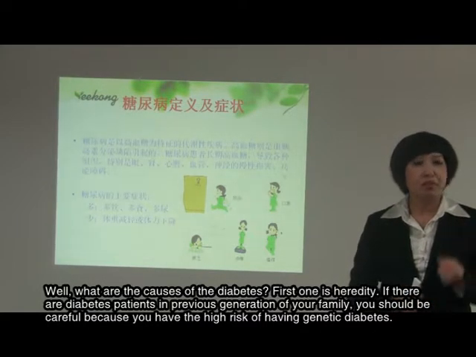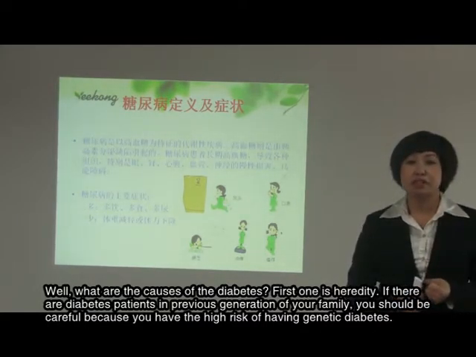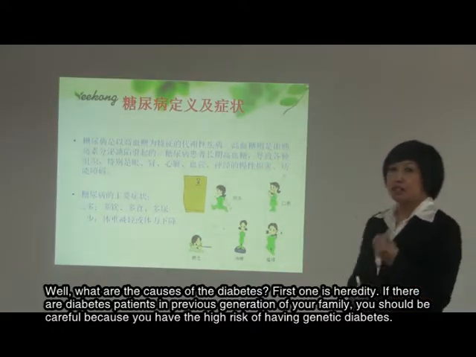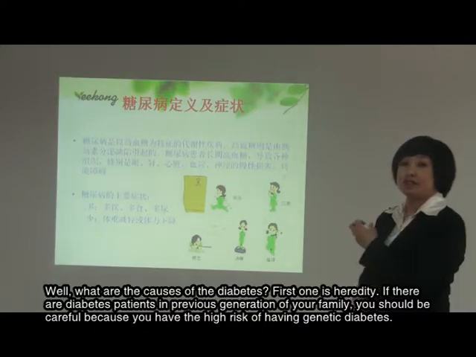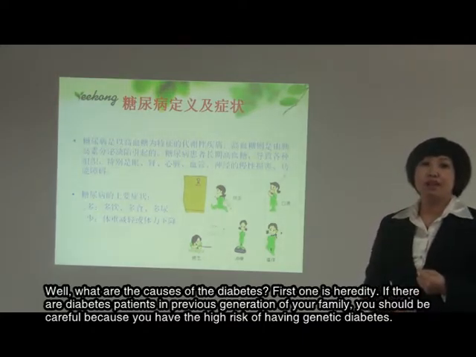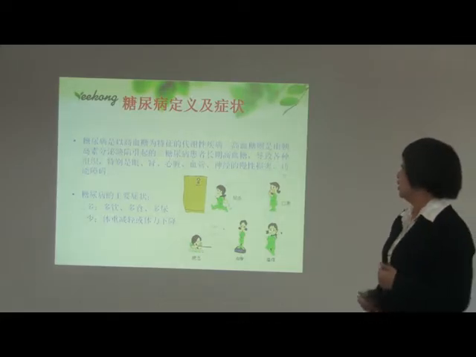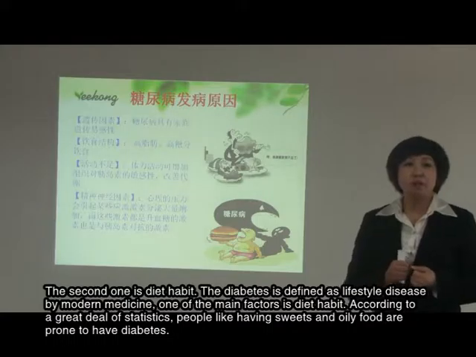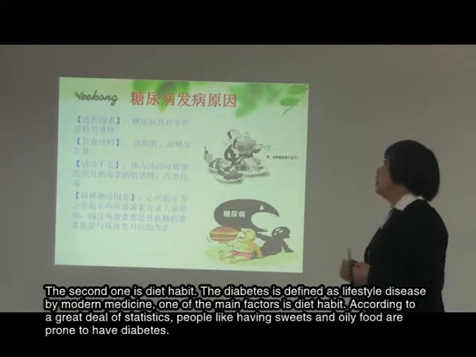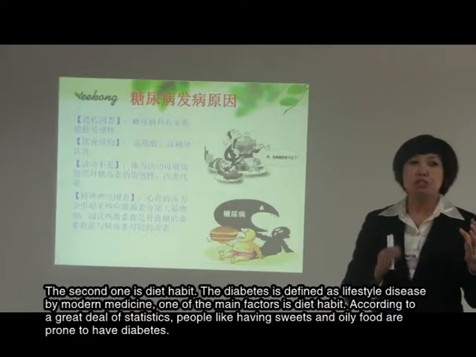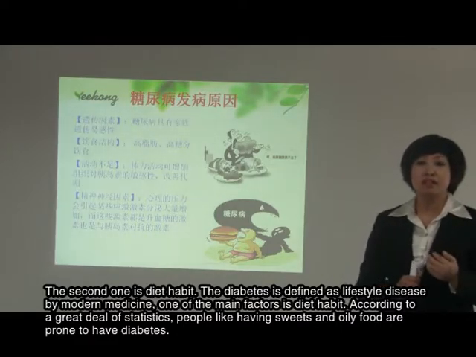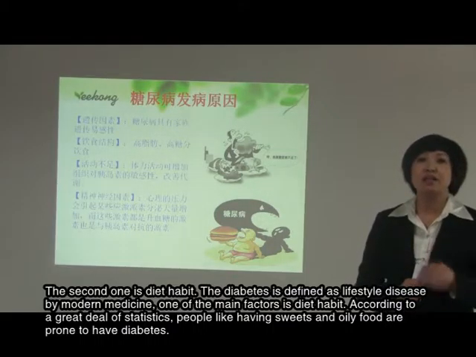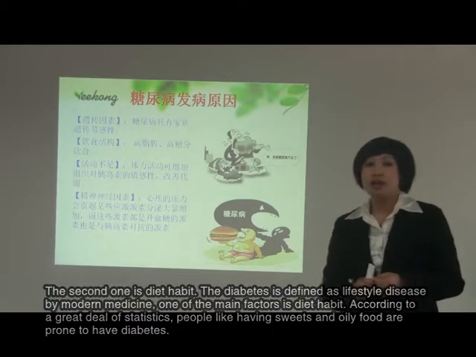Well, what are the causes of diabetes? First one is inheritance. If there are diabetes patients in the previous generation of your family, you should be careful because you have a high risk of having inherited diabetes. The second one is diet habits. Diabetes is defined as a lifestyle disease by modern medicine. One of the main factors is diet habits. According to a great deal of statistics, people who like sweet and oily food are prone to have diabetes.